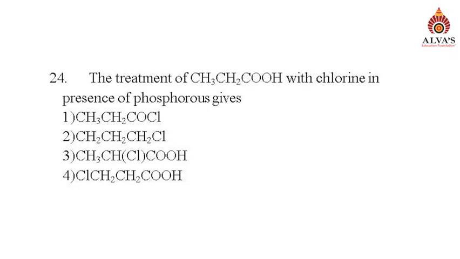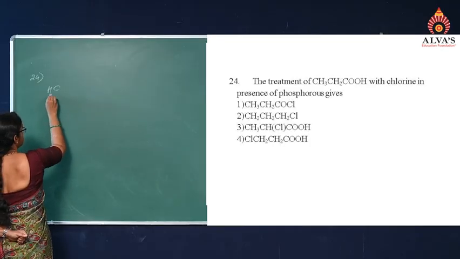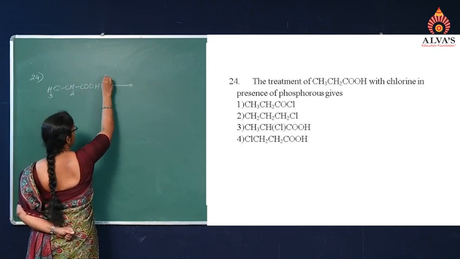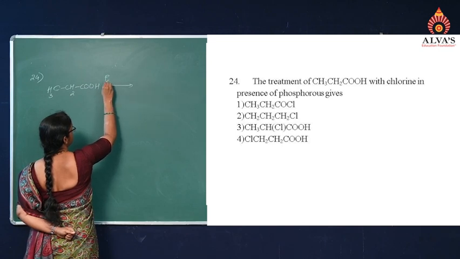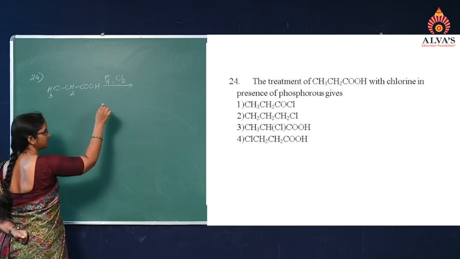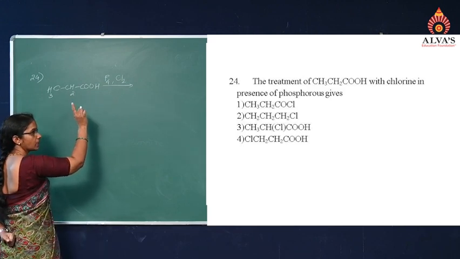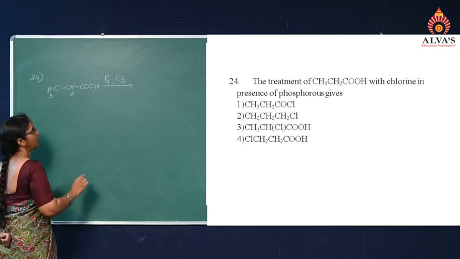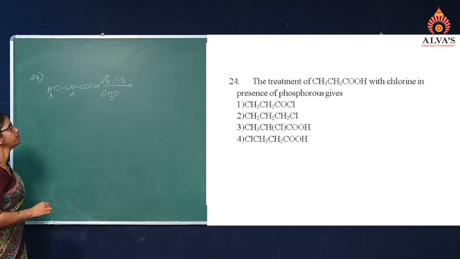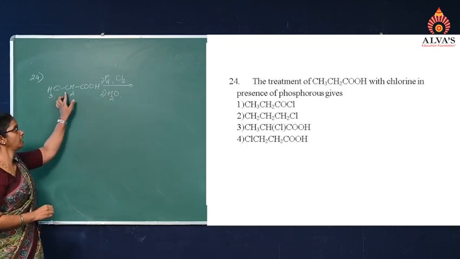Treatment of CH3CH2COOH, that is propanoic acid, with chlorine in presence of phosphorus gives. Now, I have CH3, CH2, COOH. We are going to make it react with phosphorus in presence of chlorine. This indicates Hell-Volhard-Zelinsky reaction, which is shown by carboxylic acids which have presence of alpha hydrogen, and this on further treatment with water will bring about substitution at alpha position.